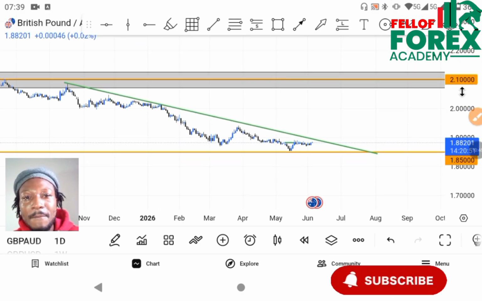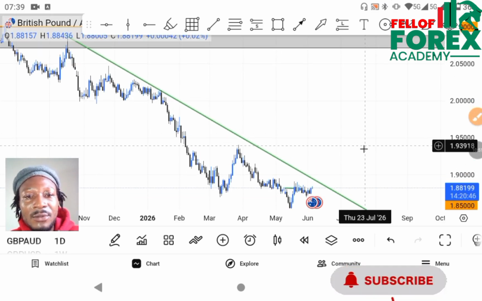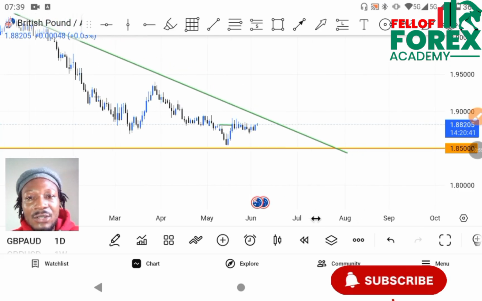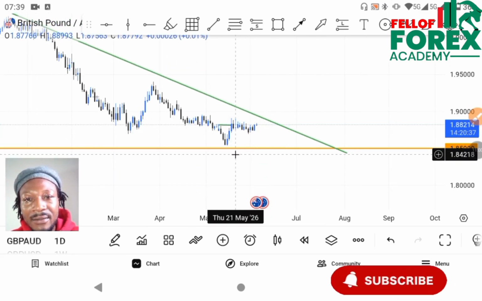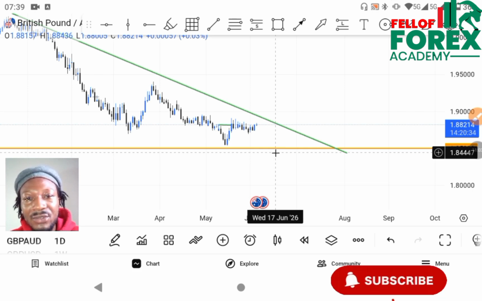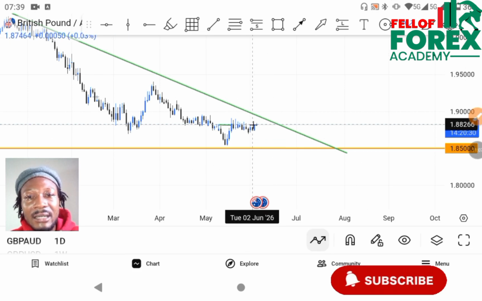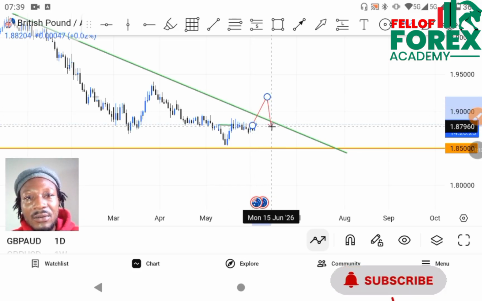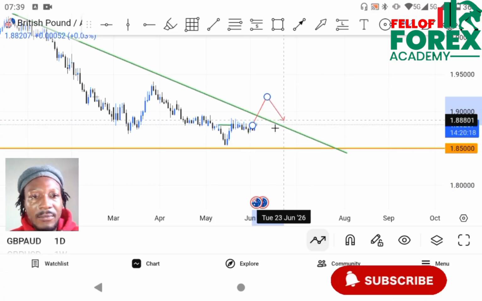Like I told you guys yesterday, GBP AUD is still around the zone we saw it playing yesterday. I told you we cannot be selling above a key level. Rather, we should be looking for buy entries. For example, if price can break above this trend line or wait for a pullback, then we buy.